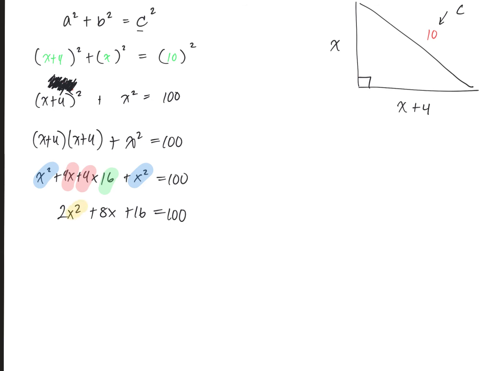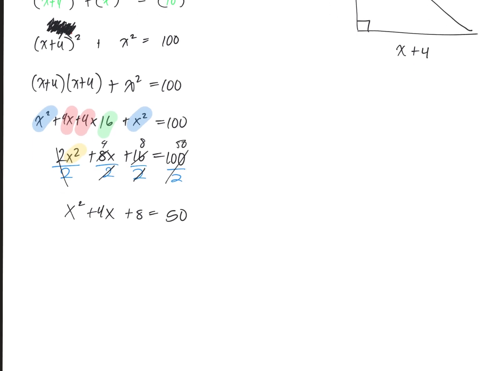So let's use the zero factor property. But before I do that, these numbers are all even, which means I can divide them all by 2. Once again, if you can simplify, simplify. So that's x squared plus 4x plus 8 equals 50. Now let's do the zero factor property. Subtract 50 from both sides. That'll be x squared plus 4x minus 42 equals 0.